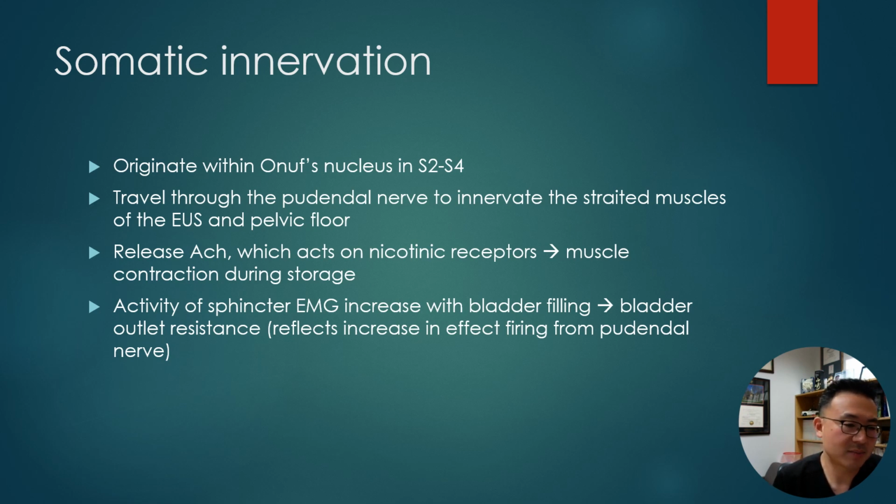Recall that parasympathetics also release acetylcholine, however, they act on muscarinic receptors, so this is a little different. Once the nicotinic receptors are activated, it leads to muscle contraction, which would be tightening of the pelvic floor muscles, and also the external urethral sphincter, which promotes urinary storage. During urodynamics, we might see increased activity of the sphincteric EMG with bladder filling. This leads to bladder outlet resistance, which is mediated through the firing, increased activity of the pudendal nerve.